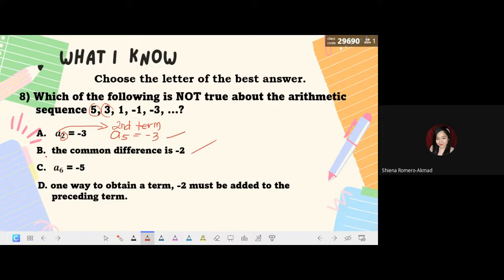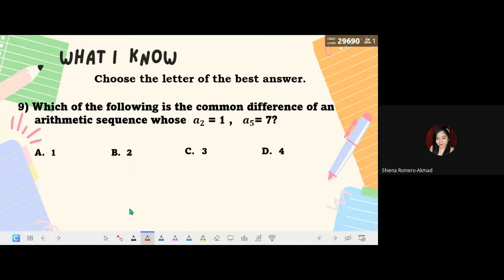Okay, letter B, common difference is negative 2. That's correct. Letter C, A sub 6 is negative 5. If you add here negative 2, you'll get negative 5. So that is correct. And for letter D, one way to obtain term is to add negative 2 to the preceding term, which is also correct.